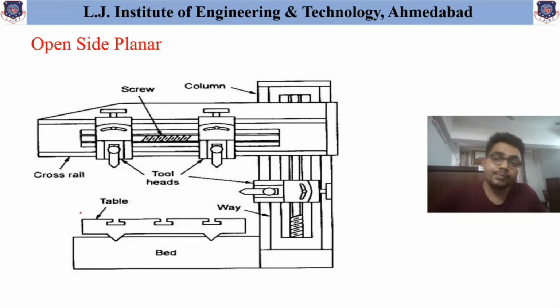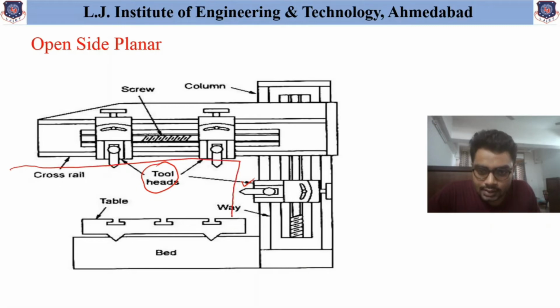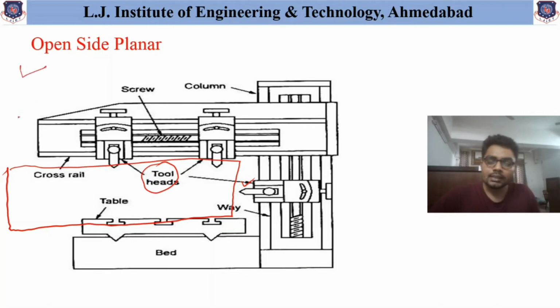Similarly, all similar parts are available as in the normal planar machine, but here three tool heads are available, two vertical and one side. So if the length of the workpiece is very large, which is difficult to hold in the case of the double housing planar machine, at that time this open side planar machine is used. It is used so that the length of the workpiece can be accommodated very easily. Other than this, the machining operation is easy.